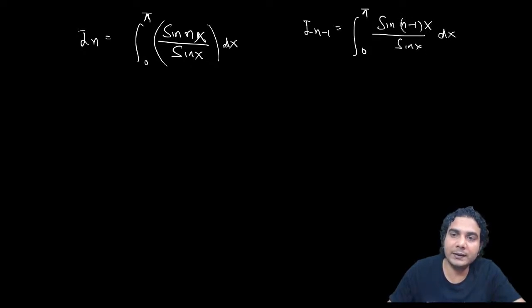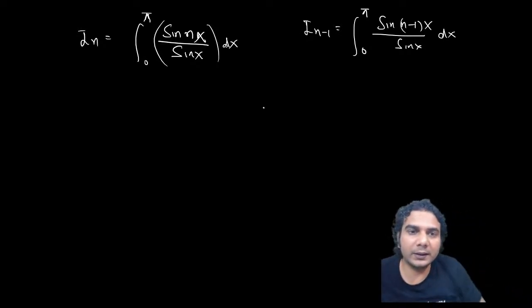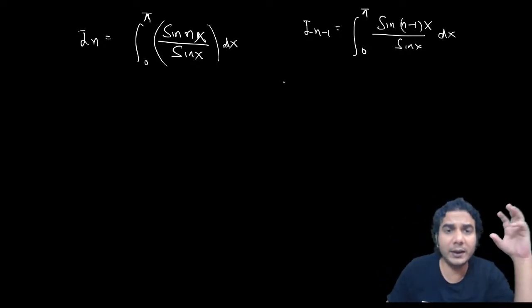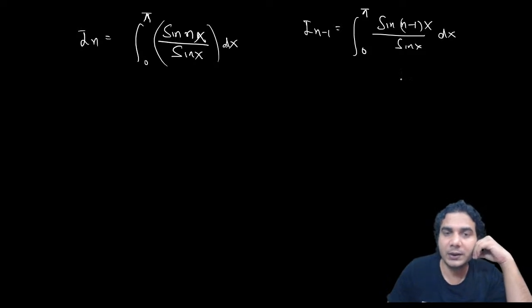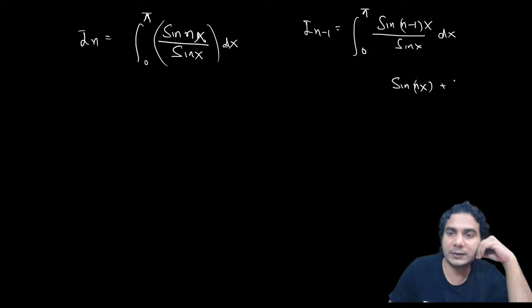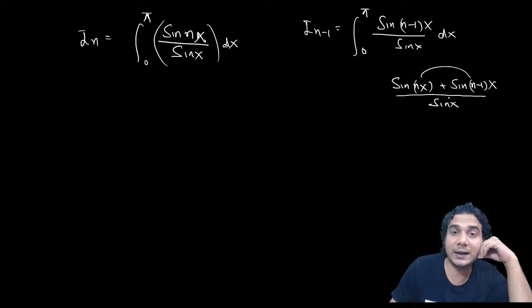Let's see if you add these two, I_n and I_{n-2}, or subtract, will they make an expression which is integrable? So they will make this expression: (sin nx plus sin (n-1)x) divided by sin x. First of all, if you apply sin C plus sin D, then that sin x must get cancelled. That should be your primary aim.